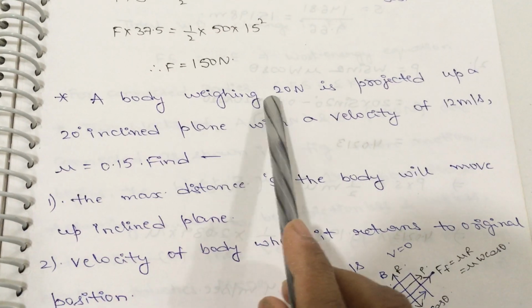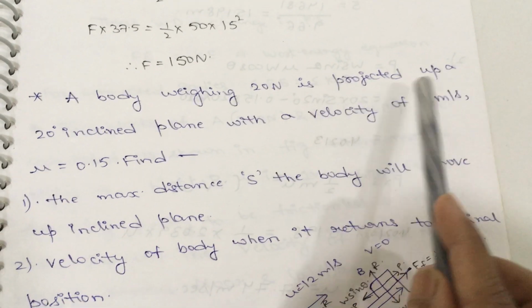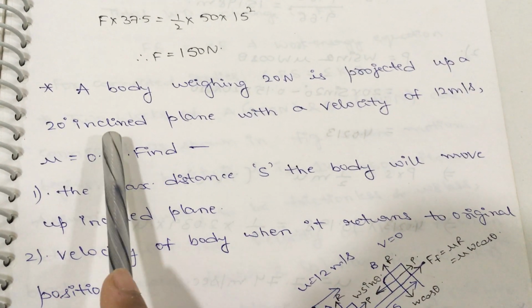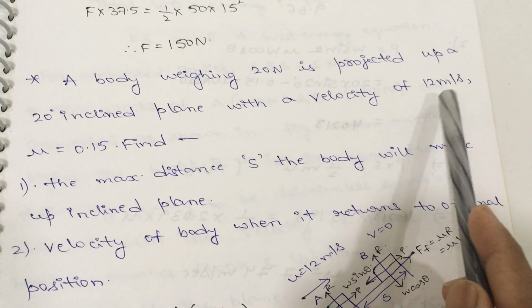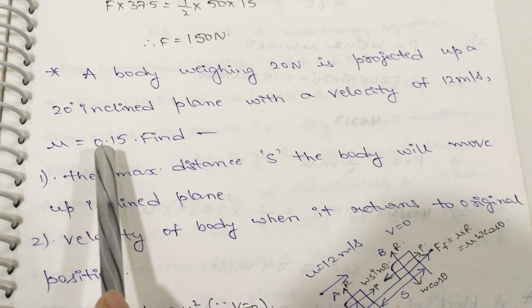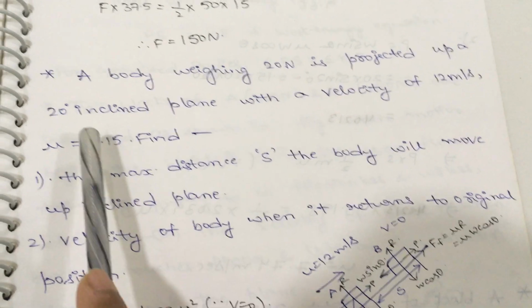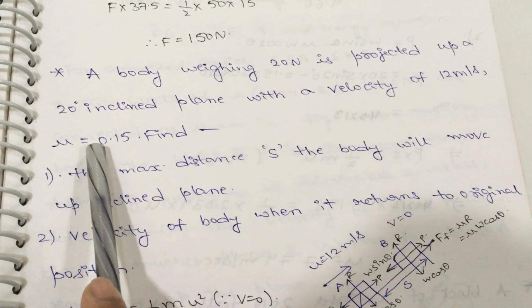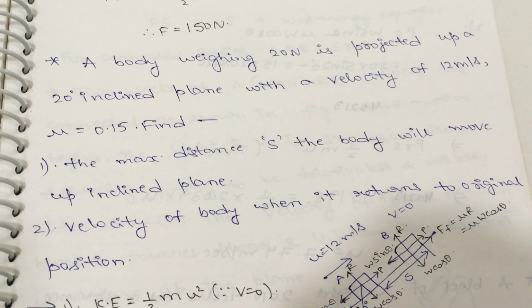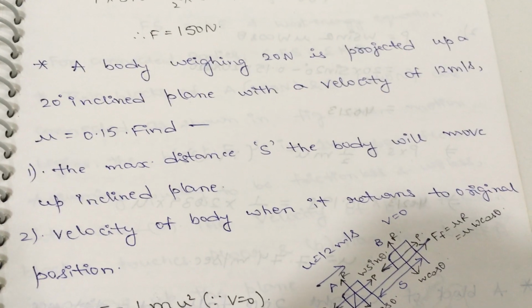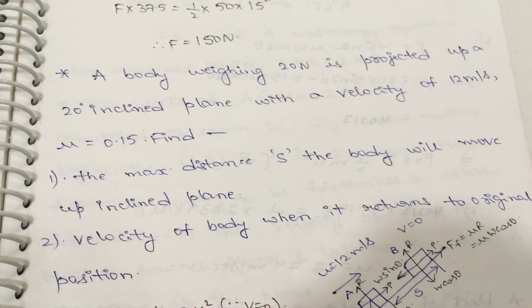Here a body weighing 20 Newton is projected up a 20 degree inclined plane with a velocity of 12 meter per second and mu is equal to 0.15. So here the coefficient of friction value is given, so compulsorily this problem will come under the friction topic only. So you will get the frictional resistance force according to the motion of the body.